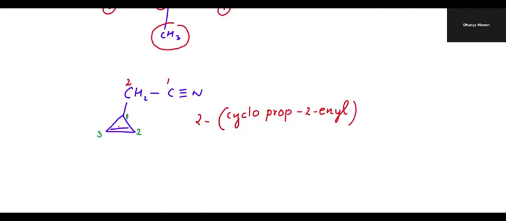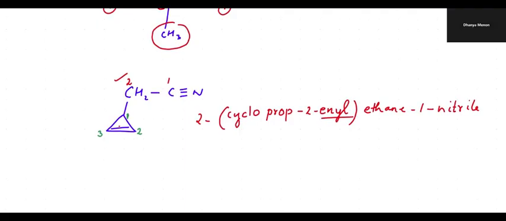And then how many carbon atoms are there in the main chain? This is our main chain. Ethane. And at the first position, I have nitrile. You may mention 1-nitrile, or you may just write ethane nitrile. It's up to you. Okay, I hope I'm clear. So this is enyl because it's a substituent. At the second position, there is a double bond, so ene, and yl because it's a substituent. Okay, I hope I'm clear.